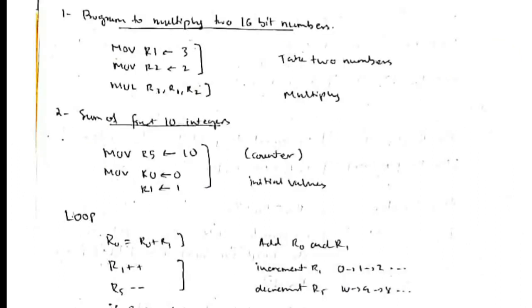First program, we have to multiply two 16-bit binary numbers. So take two registers and store those two numbers here. Then by using this code, we'll multiply both numbers and store the result in R3.